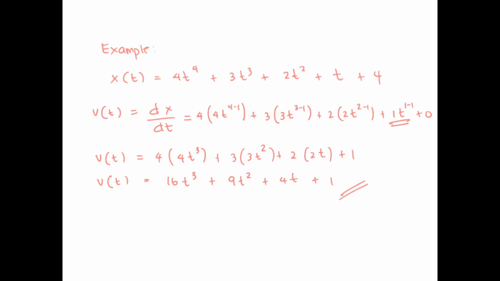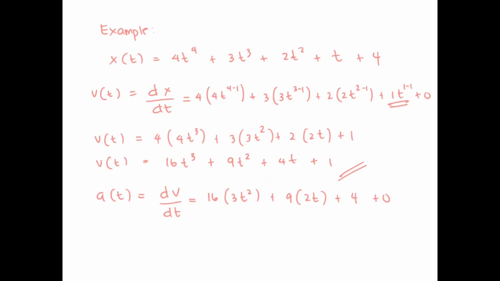If we are asked to solve for the acceleration function, we just have to differentiate the velocity function, so that a of t is equal to the derivative of the velocity function with respect to time. This is going to be equal to 16 multiplied by 3t squared plus 9 multiplied by 2t plus 4 plus 0. Simplifying this, acceleration as a function of time would be equal to 48t squared plus 18t plus 4. This is our acceleration function.